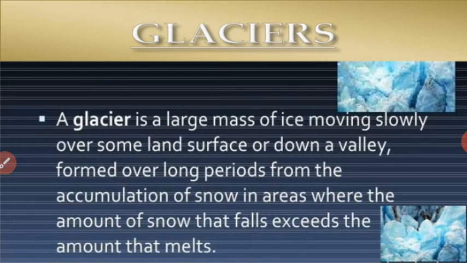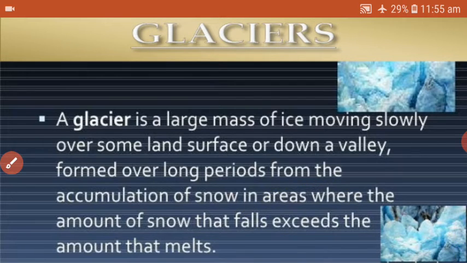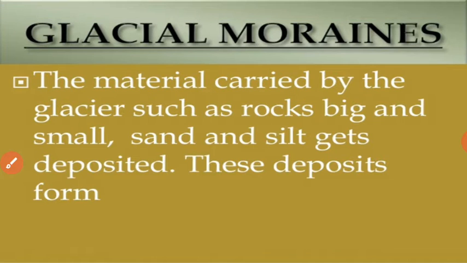How does it happen? A glacier, as you know, is a mass of ice moving slowly over some land surface or down a valley, and it is formed over a long period from the accumulation of snow, where the amount of snowfall is more than the amount of melting of the snow. Now what is the glacial moraine? As you can find the definition at the end of page number 16, the material carried by the glacier such as rocks big and small, sand and silt gets deposited, and these deposits form glacial moraines.